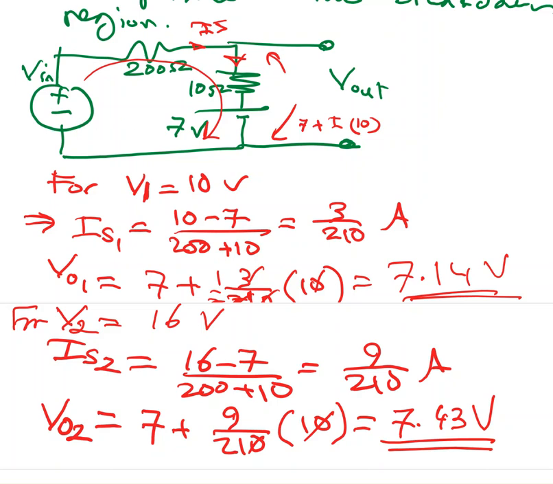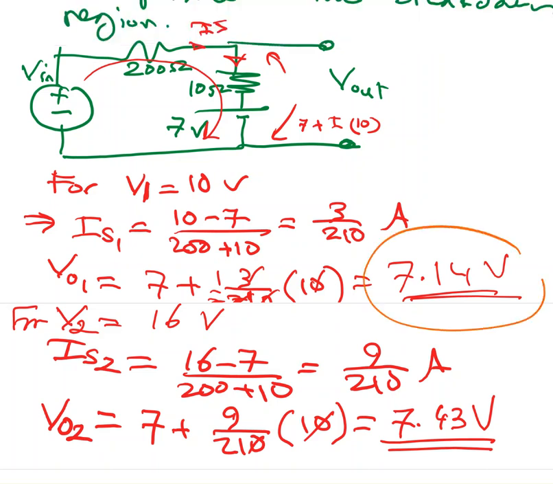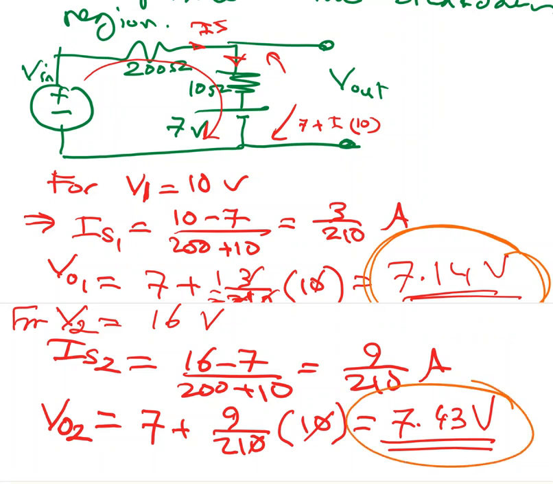So for such a case, I can tell that if the voltage input is between 10 and 16 volts, the output will be between 7.14 and 7.43, which is a good regulation of my output voltage.